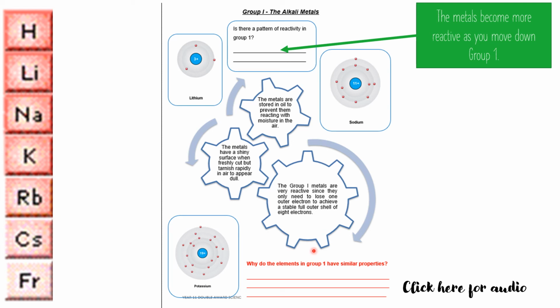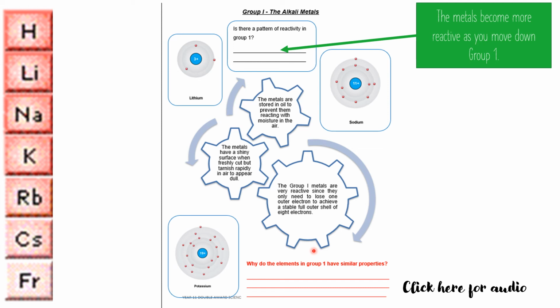And then finally, the group 1 metals are very reactive since they only need to lose one outer electron to achieve a stable full outer shell of 8 electrons. So we know that they only need to lose one. The bigger they are, the further down the group they are, the more easily they will lose it, and the more reactive they will be.